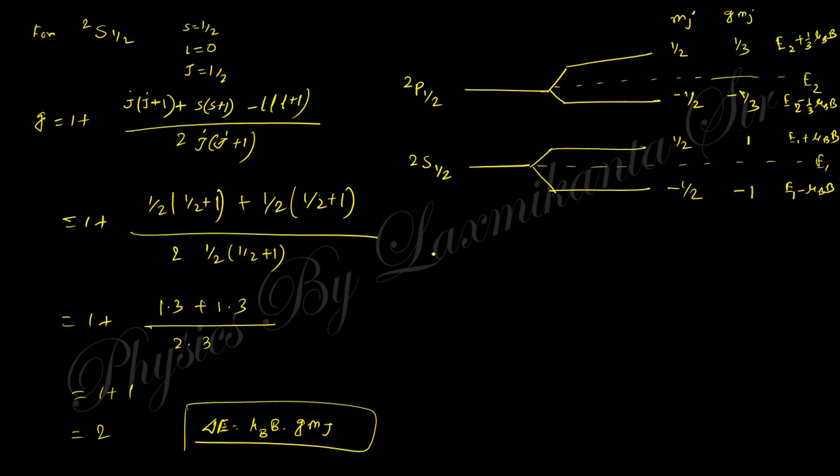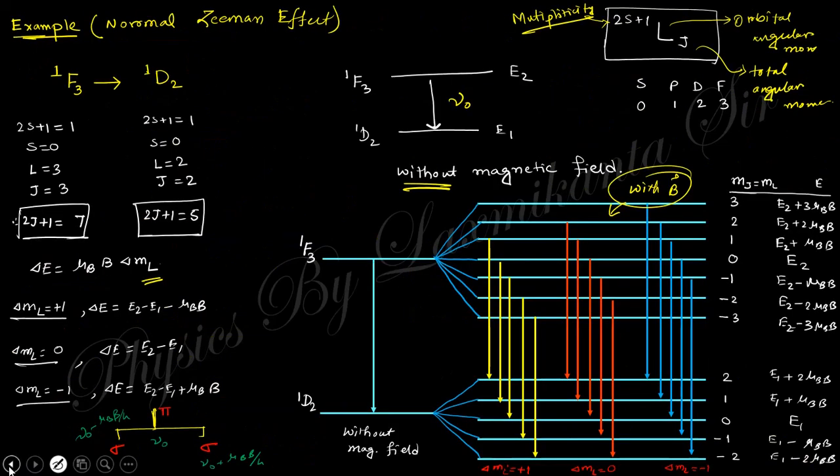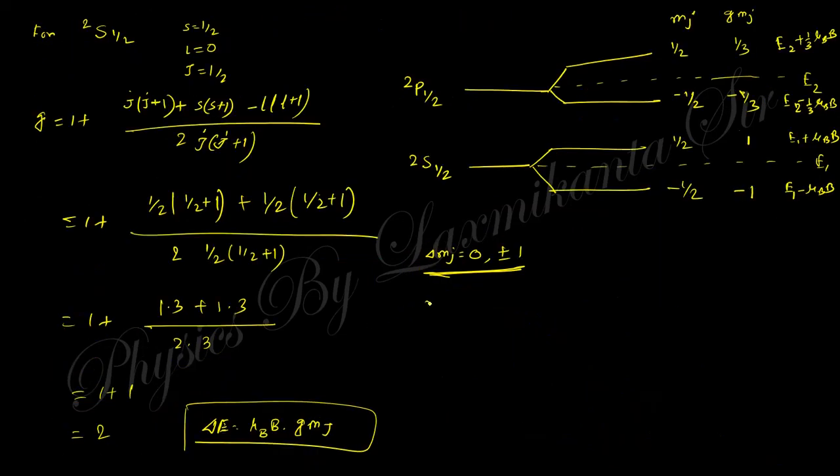Then your condition is that delta mj equals 0 and plus or minus 1. This is the selection rule. If you take delta mj equal to plus 1, then 0, then minus 1. If you take delta mj equals plus 1, what happens? Plus 1 means final minus initial is 1. Right? Final minus initial is 1 is this line.